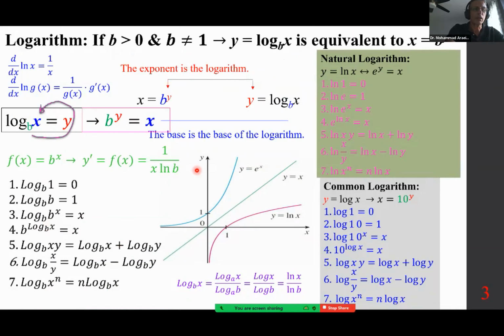For example, log 1 with any base is 0 because b to the power of 0 is 1. Log b base b is 1, meaning if the base and argument are the same, b to the power of 1 is b, which refers to the fact that logarithmic and exponential functions are inverse functions. Product rule, quotient rule, power rule, change of base formula, and in this case the base is e, natural log. In this case the base is 10, common log.